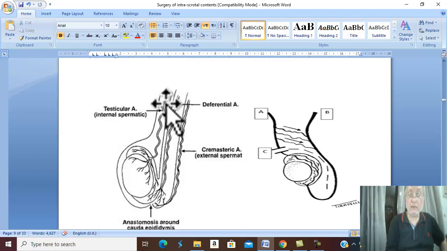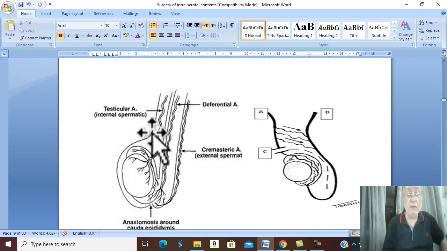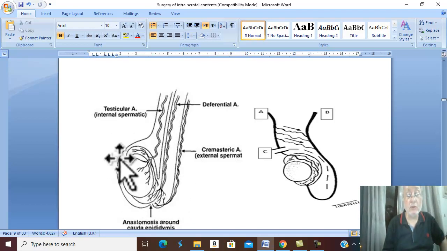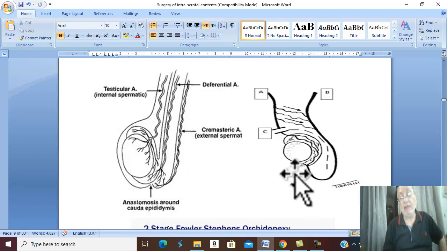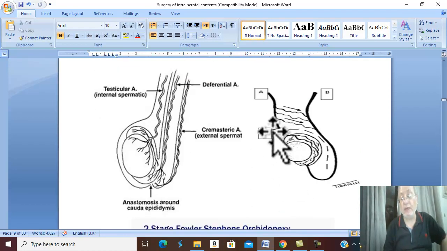Pull the testis downward to the bottom of the scrotum, and the testis now will depend on the anastomosis between the distal part of the testicular artery and the artery to the vas and the cremasteric artery. This is the principle of the Fowler-Stephens operation. Ligation and division of the testicular artery, descent of the testis to the bottom of the scrotum, depending on the perfect anastomosis between testicular artery and the artery to the vas.